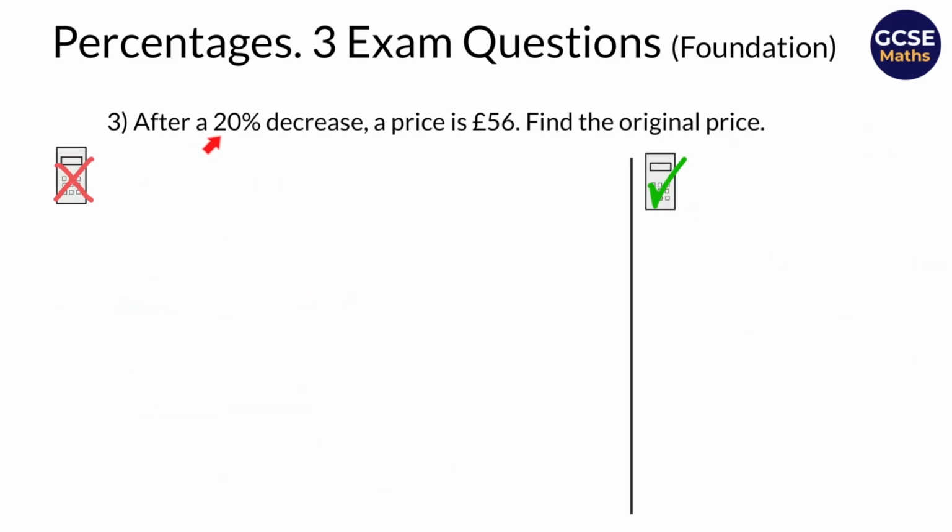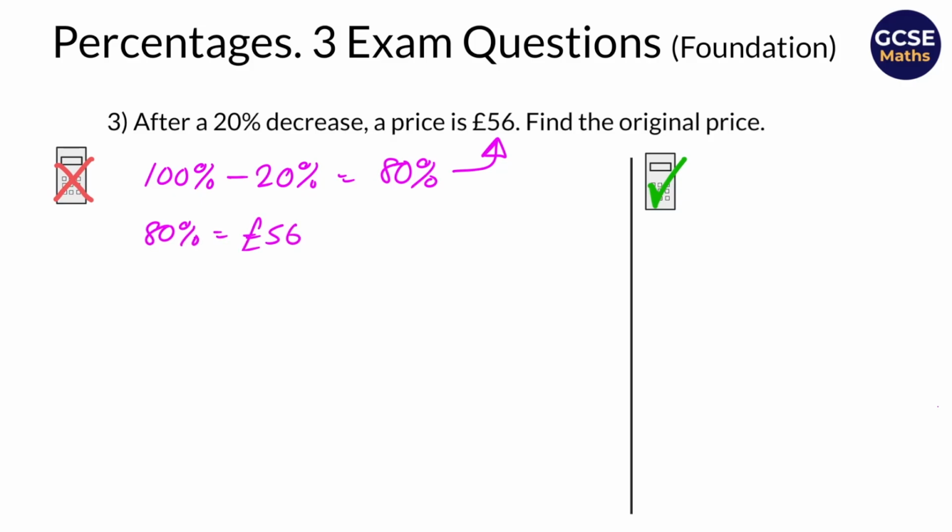In this question, after a 20% decrease, a new price is £56, and we need to find the original price. Before we even think about this question, we need to understand what is the price worth as a percentage now. Well, it starts off at 100% and we are decreasing it by 20%. So now our amount is worth 80%, and that is what the £56 represents. So we know that the 80% is equal to £56.